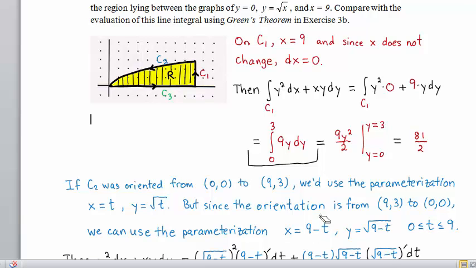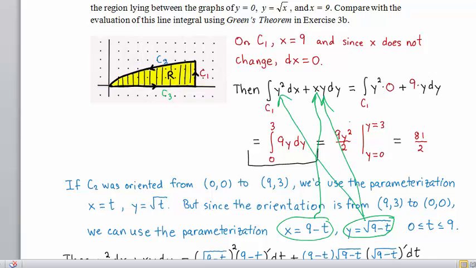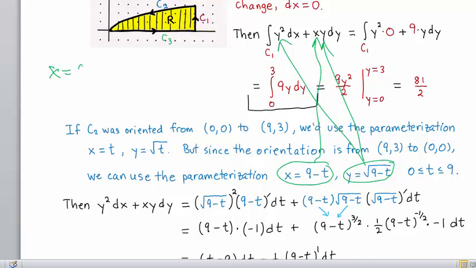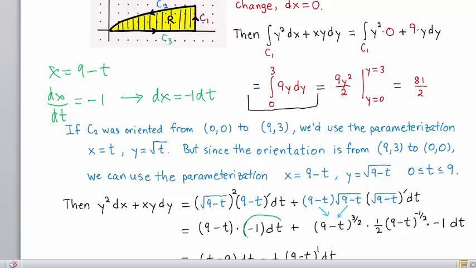And let's double check that we have preserved the given orientation. When t is 0, we are at the point 9, square root of 9, in other words 9, 3. And when t is 9, we are at the point 0, 0. So we are going to put x, which is 9 minus t, right here, and we are going to put y, which is square root of 9 minus t, right here and right here. Well, what is dx? Since x equals 9 minus t, dx dt, the derivative of x with respect to t, would be negative 1, and that means dx equals negative 1 dt. You can see that right here.